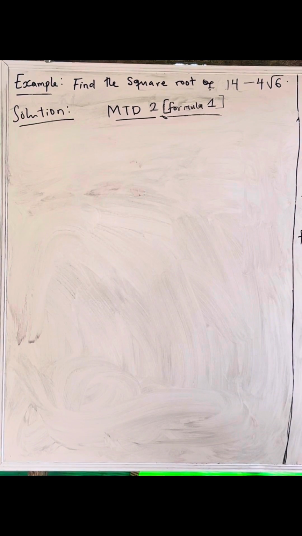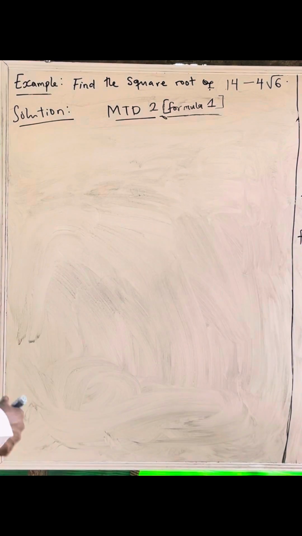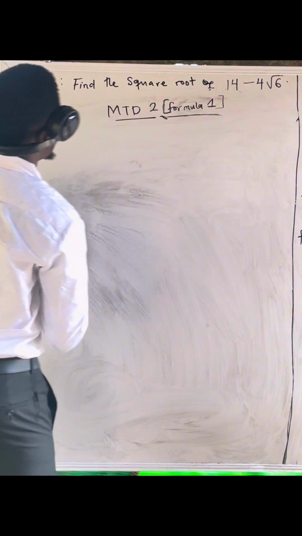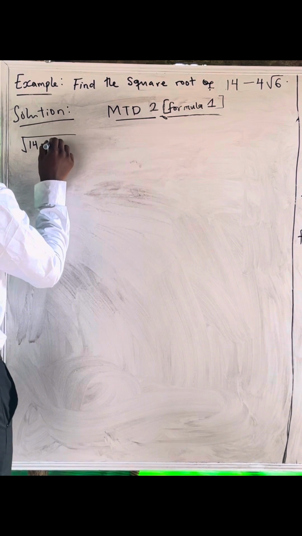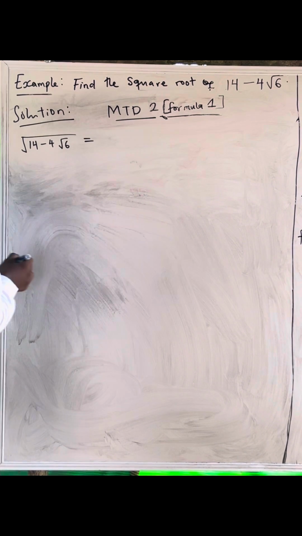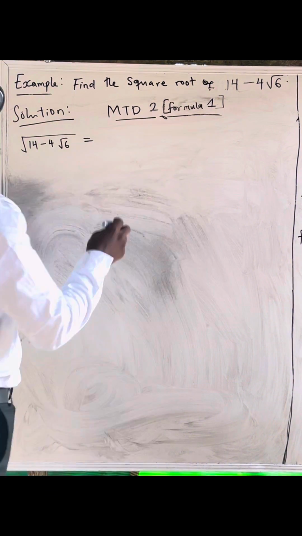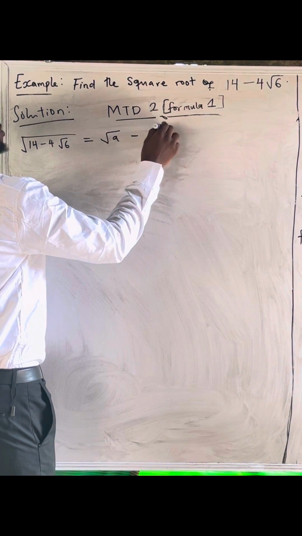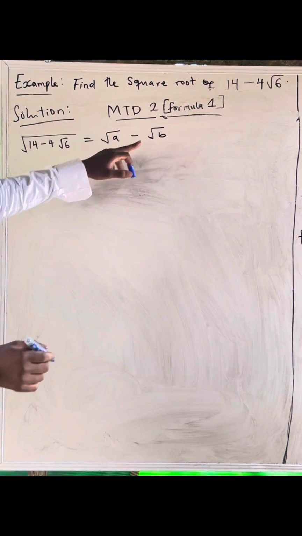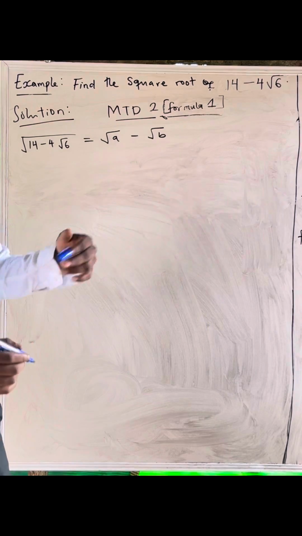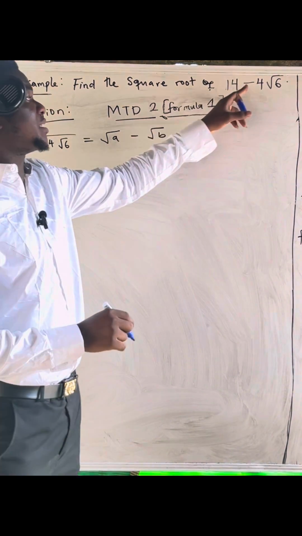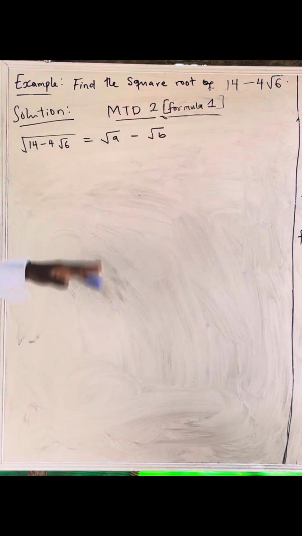Now, guys, I want to use the formula 1 to approach this same question again. What am I going to do? They say I should look for the square root of this. I will just write the square root of 14 minus 4 root 6 is equals to, now, the answer for this square root will be something like root a minus root b. The reason why it will be root a minus root b is because what we have here is minus, so I'm going to put minus there. If it was like the first question we did, where there was plus, what I should put here should be plus.